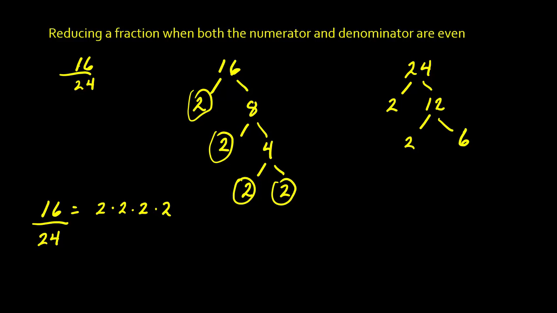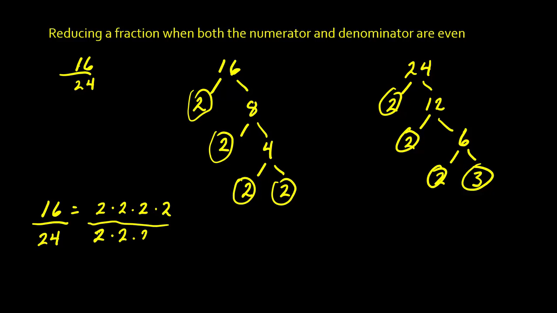6 is an even number. I can divide out the 2. 6 divided by 2 is 3. 3 is a prime number. It cannot be factored any further. So these are all my factors. I'll write those here. 2 times 2 times 2 times 3.